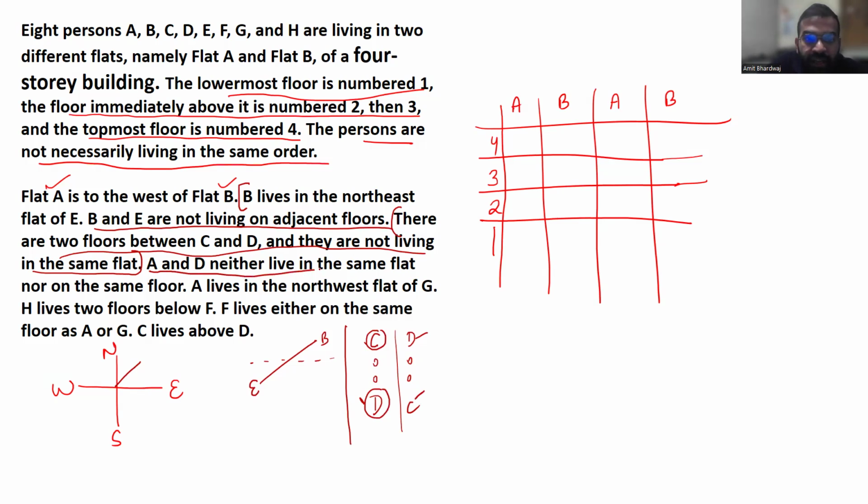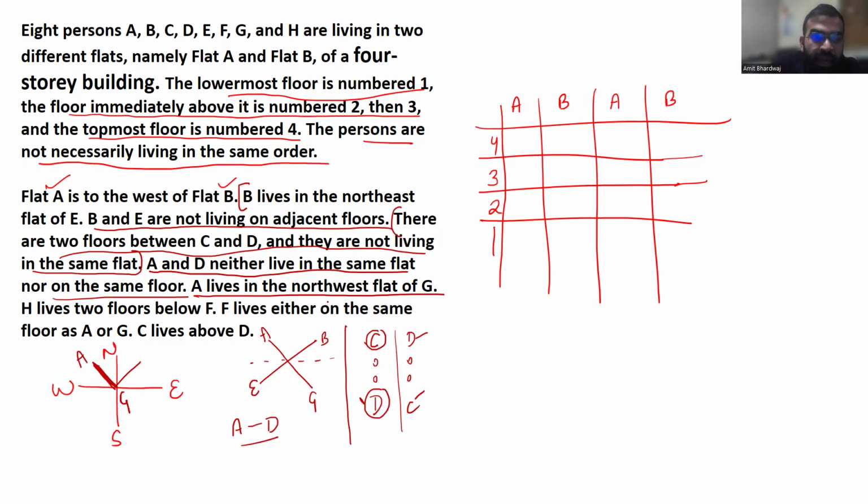A and D neither live in the same flat nor on the same floor. So please remember, A and D neither live in the same flat, means the flat is also different, and not even on the same floor. Next line. A lives in the northwest flat of G. Northwest is this. This is the situation, or you can put it in this way: A is here, G is here. A lives in the northwest flat of G.